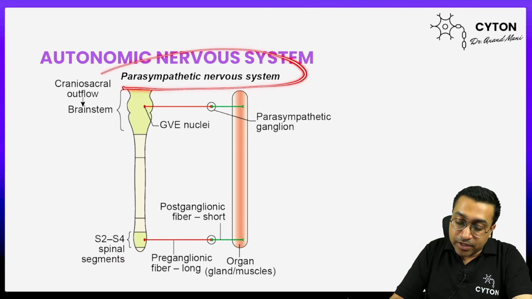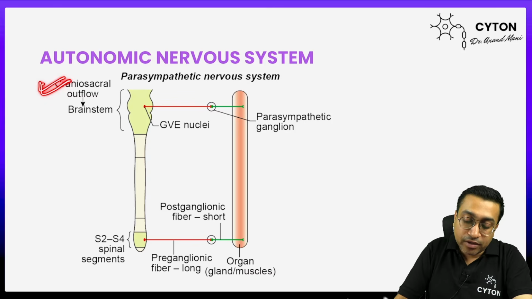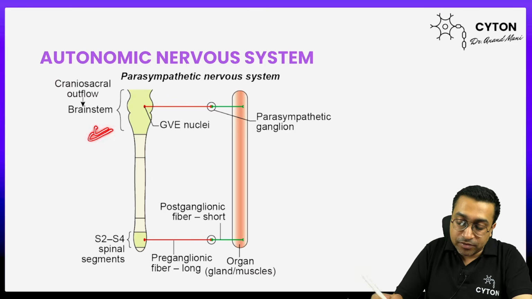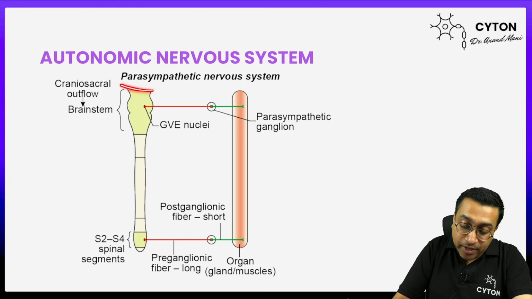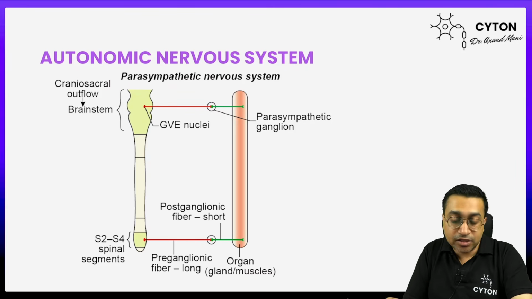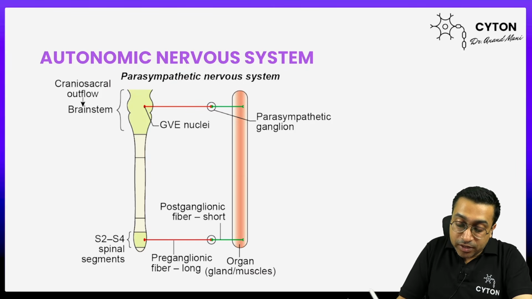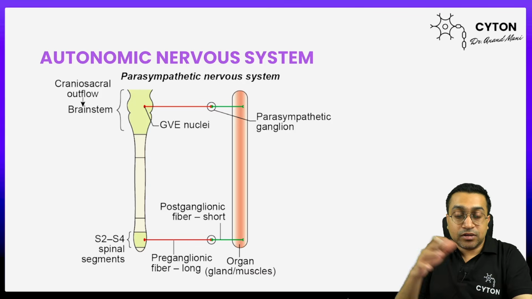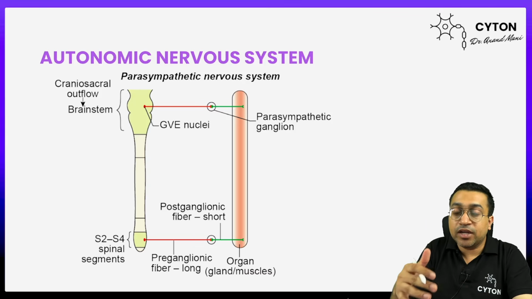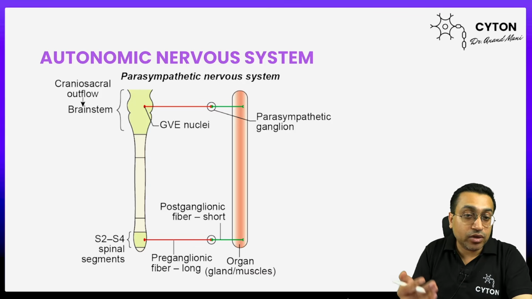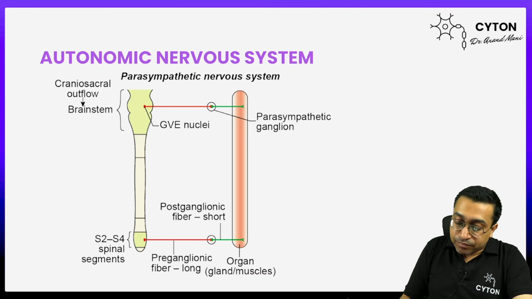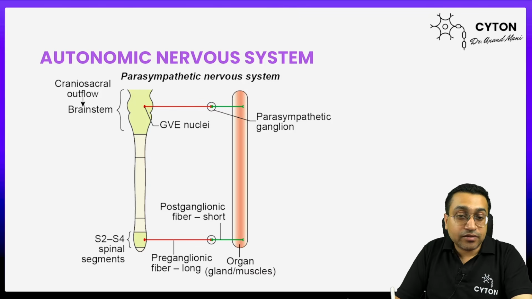Then parasympathetic, that is the craniosacral outflow, again from the brainstem itself. You have certain ganglions, which are the parasympathetic ganglions in the head and neck region, which will be taking the preganglionic fibers, and then after relay the fibers will be postganglionic fibers. We will study this in detail again there.